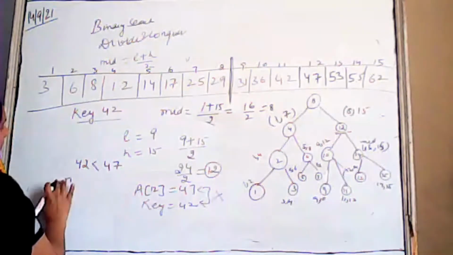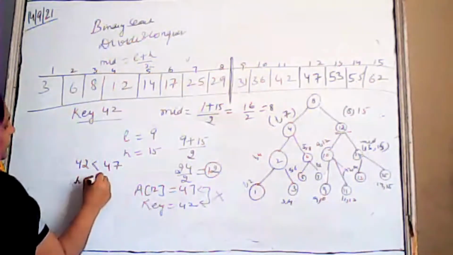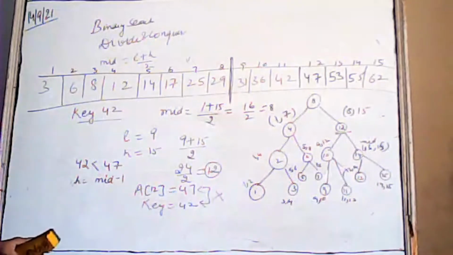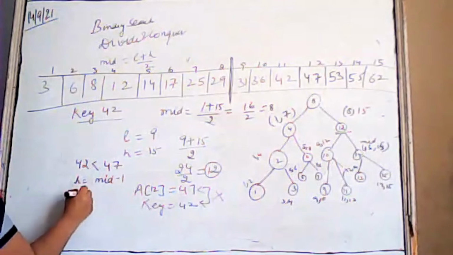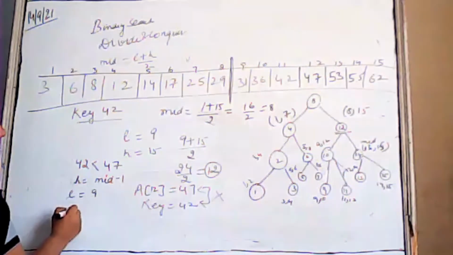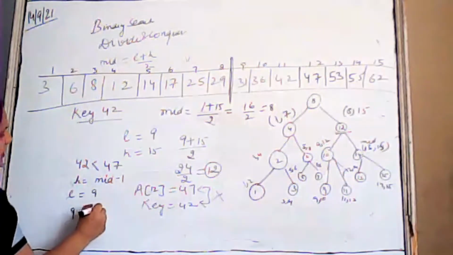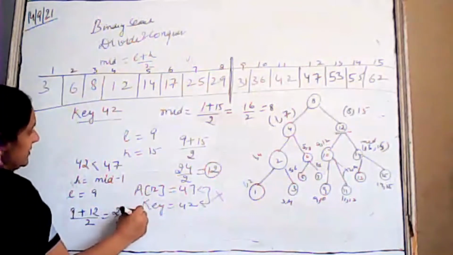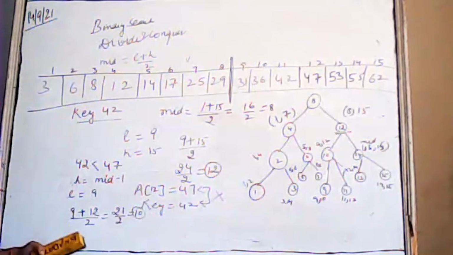So make high is equal to mid minus 1. That is, your low will be 9 and your mid will be 12. So 9 plus 12 by 2. So this becomes 21 by 2 and it is equal to 10.